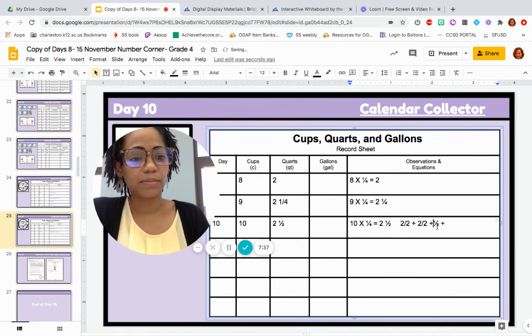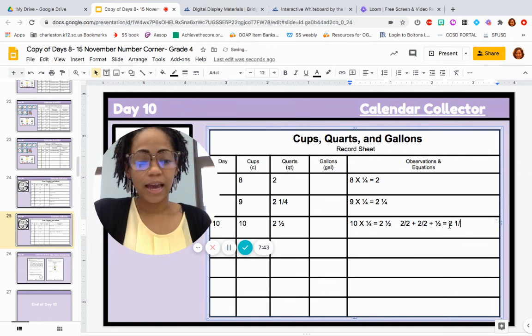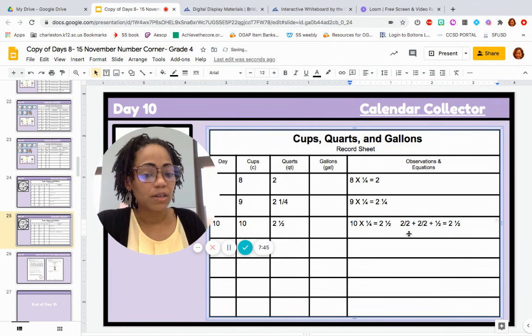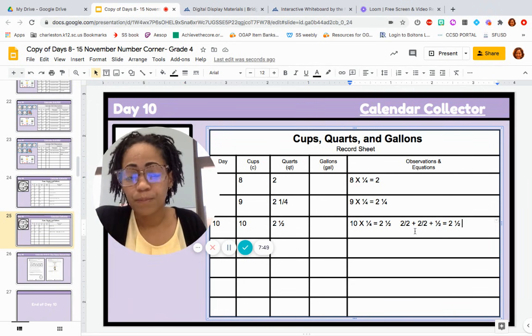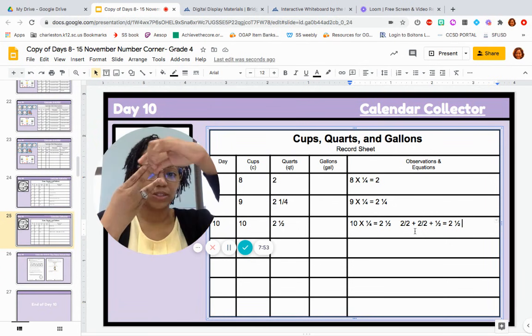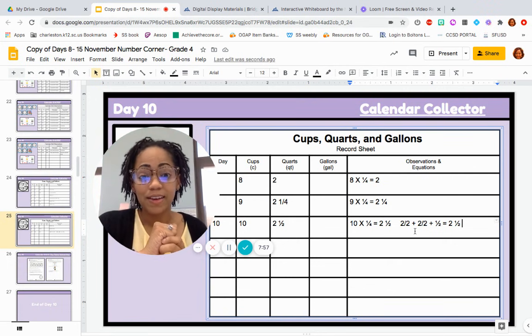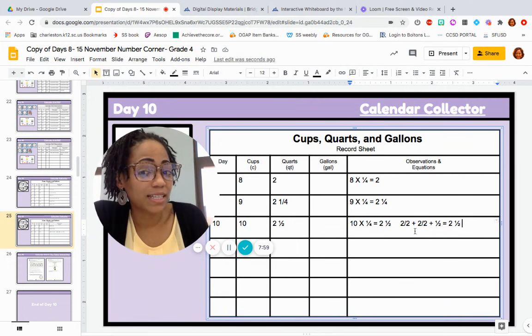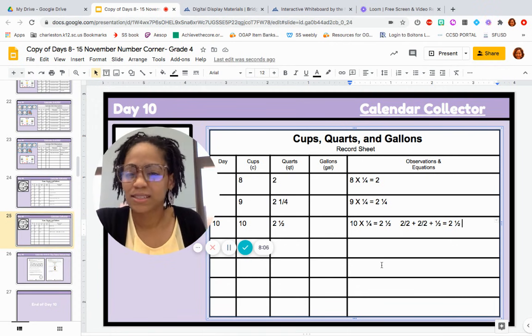2 halves plus my 1/2 is going to give me still 2.5, because we know that a fraction where the numerator is the same as the denominator is equivalent to 1 whole. Or I could put 1/2 plus 1/2 plus 1/2 plus 1/2, which gives me my 2 quarts. Plus I have another half. Okay, so we could get fancy with our equations, and that's just one other way that we could write it. Okay, does that make sense?